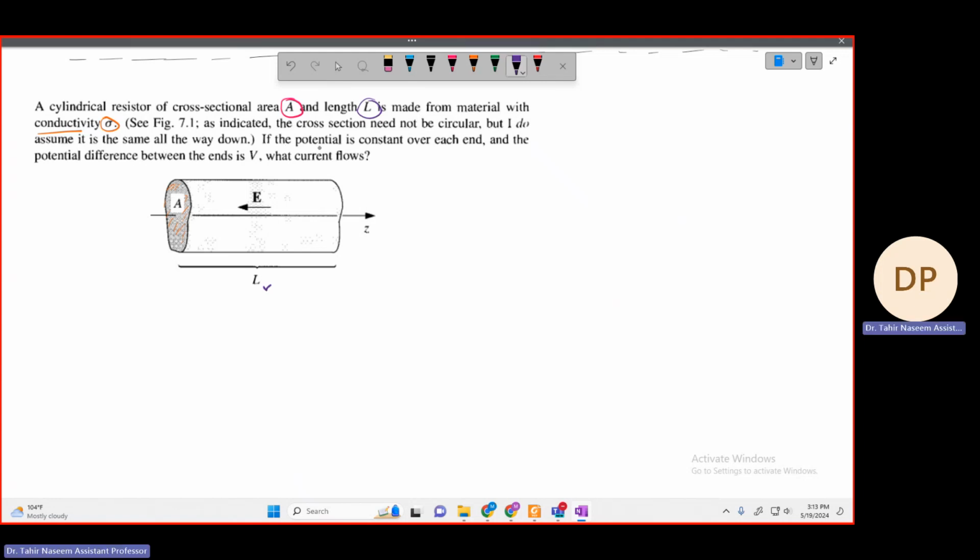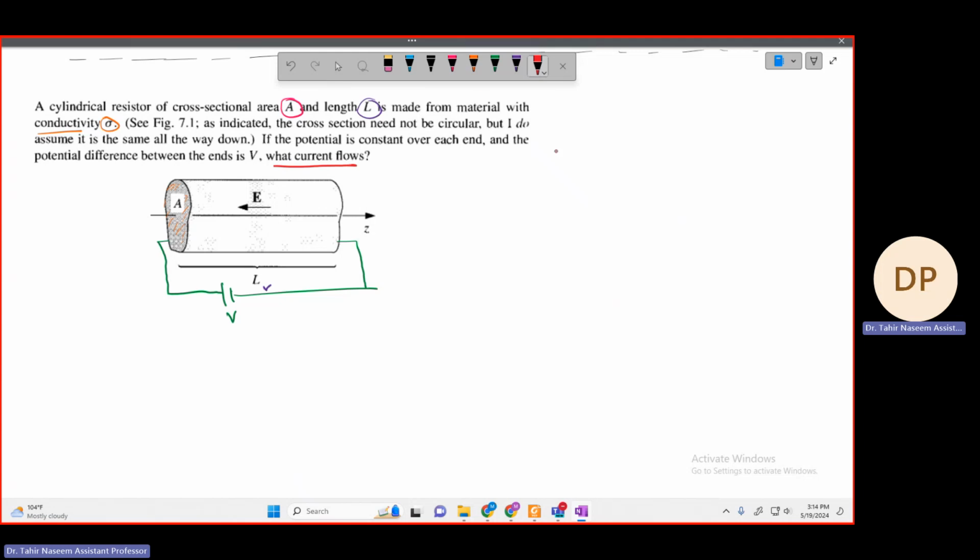Okay, so the potential is constant over each end, so we have applied a constant potential difference V. You can imagine that we have connected this material with a battery of potential, let's say V, right? So what do we need to find? What current flows? So we need to find I.